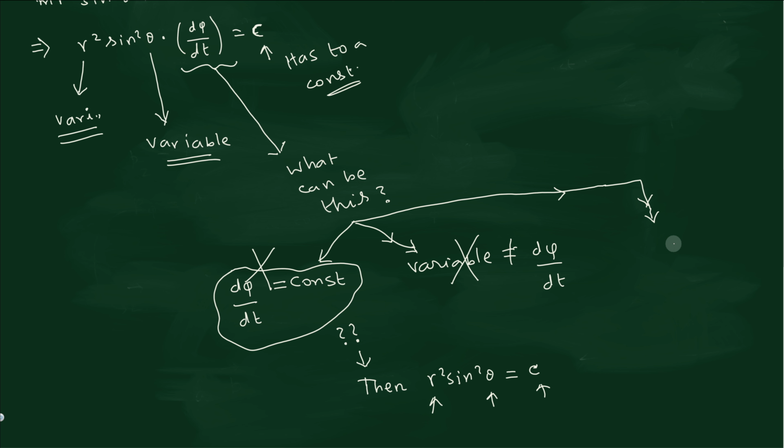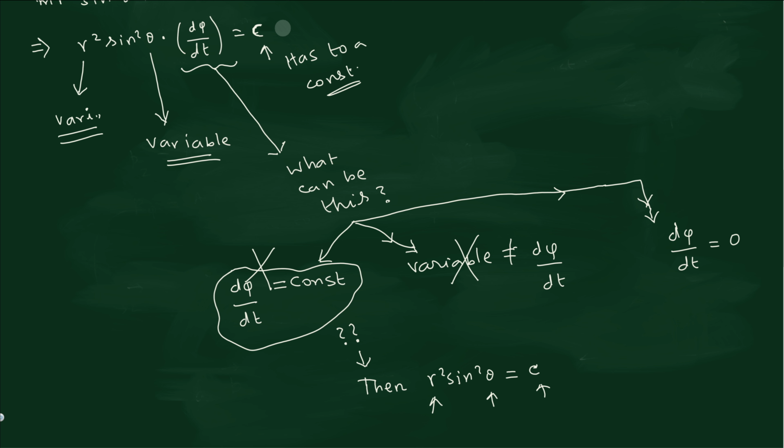The third option is that d phi by dt has to be 0. Just think about what will happen if d phi by dt is 0. You substitute 0 here, then 0 into a variable is ultimately 0, and the right hand side is a constant. Constant 0 is acceptable.